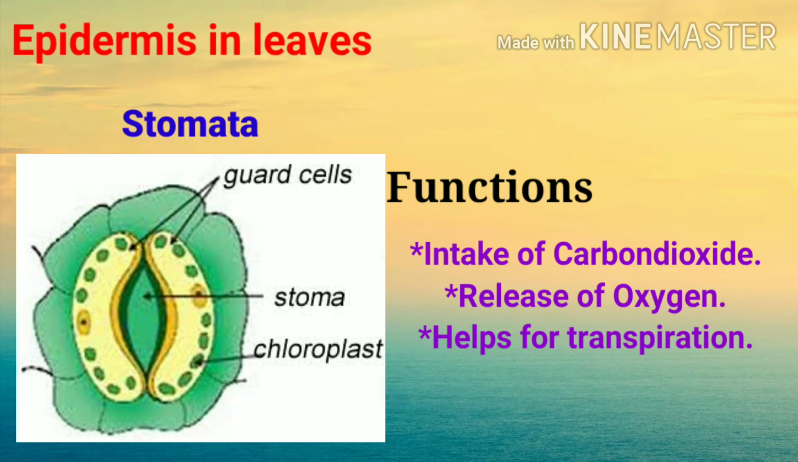Now let us have a discussion about the functions of stomata. Stomata have a major role in the exchange of gases, right? That means it helps in the intake of carbon dioxide during photosynthesis, and it has a major role in the release of oxygen from leaves. And stomata help in the transpiration process. You know what transpiration is? Yes, transpiration is the release of water from leaves. That also happens through the stomata.